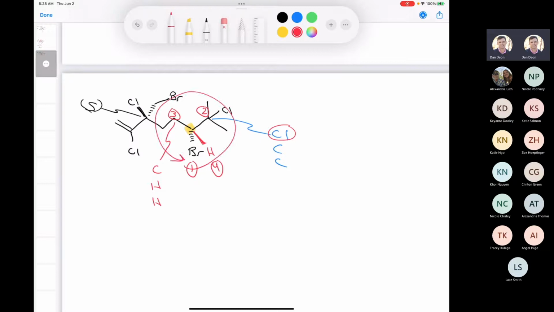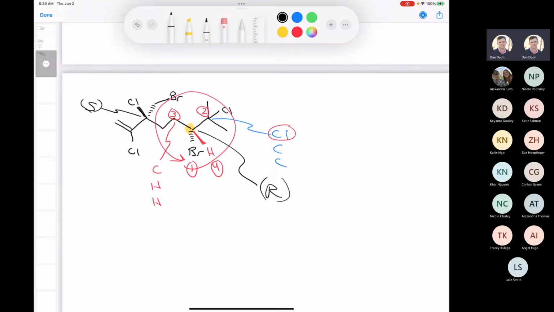We're going counterclockwise, which would be S, but we reverse it because the lowest priority group, excuse me, is coming out in front, and therefore this stereocenter is R. There we go. So we have S for the stereocenter on the left, and we have R for the stereocenter on the right. There you go.